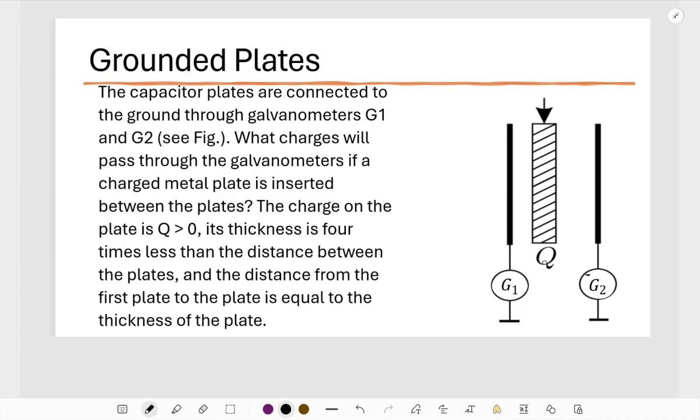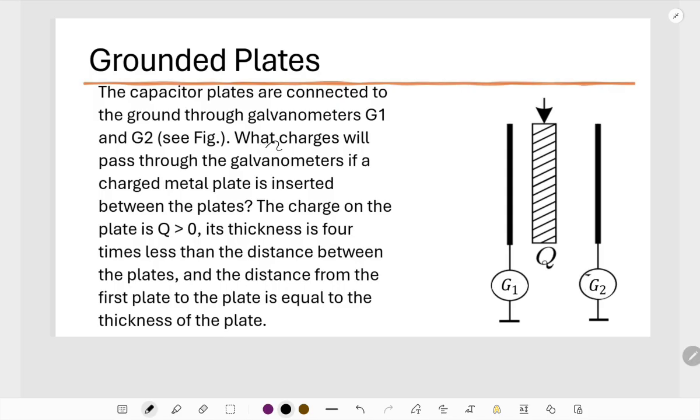The capacitor plates are connected to the ground using galvanometers. That means both the plates are grounded, connected with different galvanometers. Though the job of the galvanometer is just sensing the current, it can detect even the smallest current passing through these wires. So the role of the galvanometer is limited here. It is just sensing current or charge.